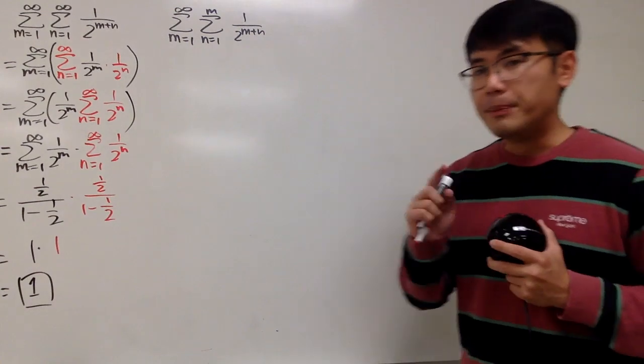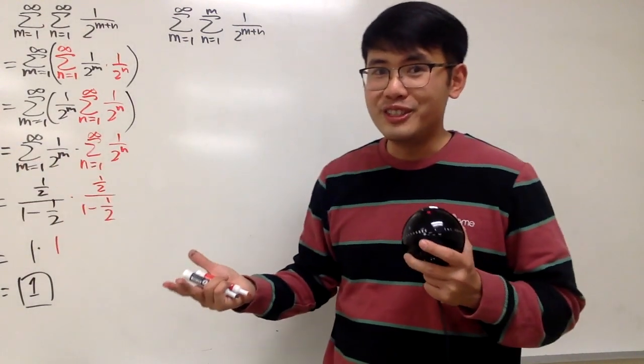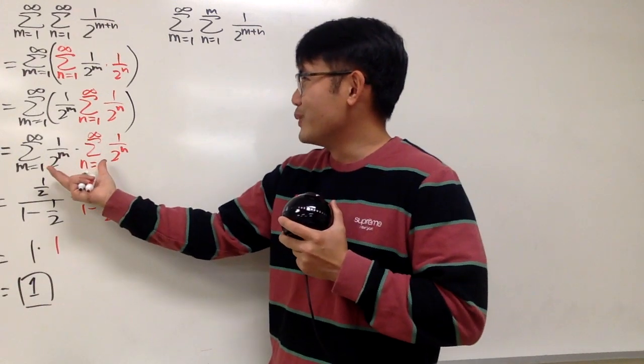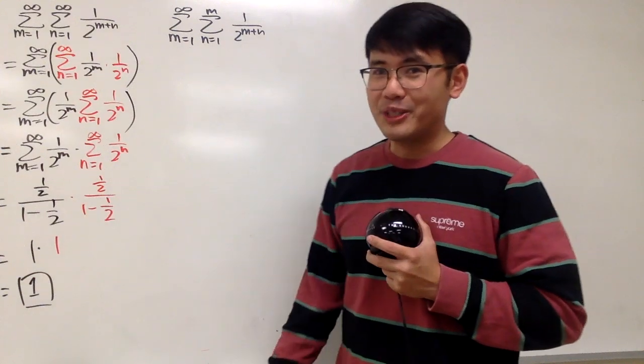Anyway, that's it. The beauty is the summation, this and that, they really have nothing to do with each other. And when they don't have anything to do with each other, you can actually just multiply the inside together and create a double summation very nicely.